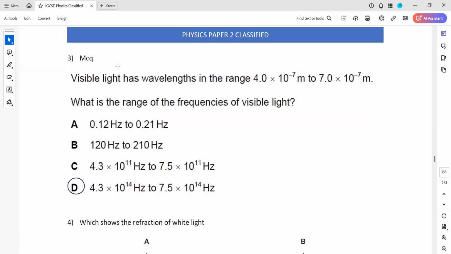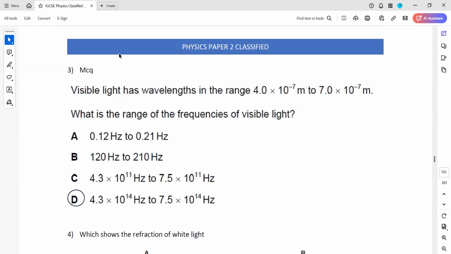In question 3, a visible light has a wavelength of 4 times 10 to the power minus 7 meters to 7 times 10 to the power minus 7 meters. What is the range of the frequency? So how to work out the range of frequency? We have the wavelength here and we have the wavelength here. So we use first this wavelength to get the frequency. v equals f lambda.